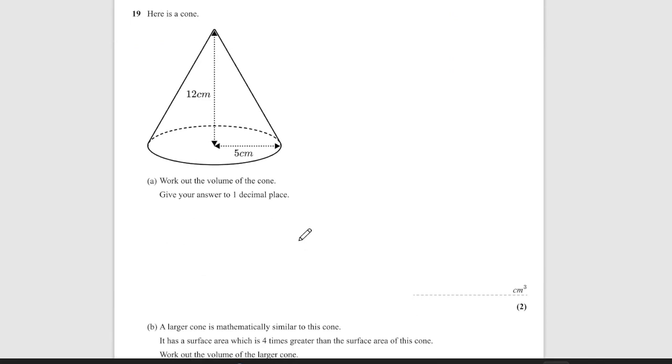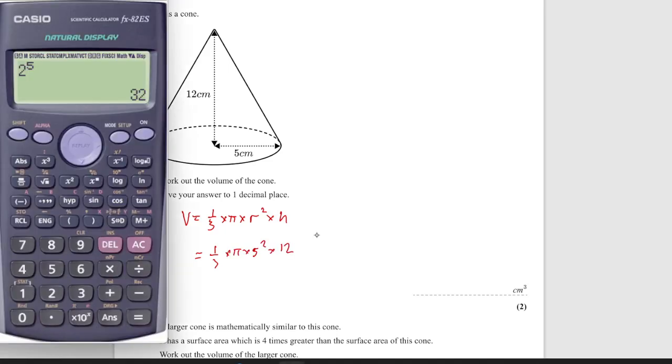Okay, question 19. Here is a cone. Work out the volume of the cone, giving your answer to one decimal place. So the volume of a cone is equal to 1/3 times the radius squared times the height of the cone. So this is going to be equal to 1/3 of pi times 5 squared times the height, which is 12. So we'll use our calculator for that.